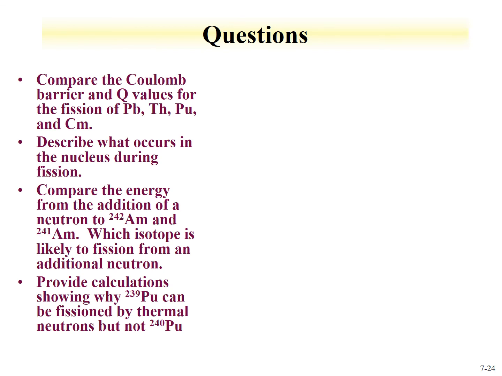Finally, another example would be to provide calculations showing why plutonium-239 can be fissioned by thermal neutrons, but not plutonium-240. The same concept as before, the odd number of neutrons. And this is similar to an equation that was demonstrated in the lecture for uranium isotopes.